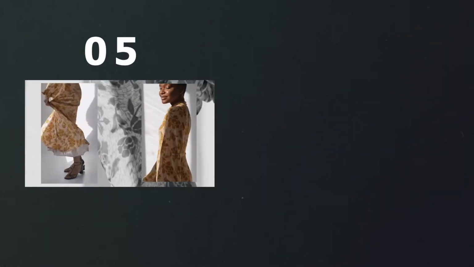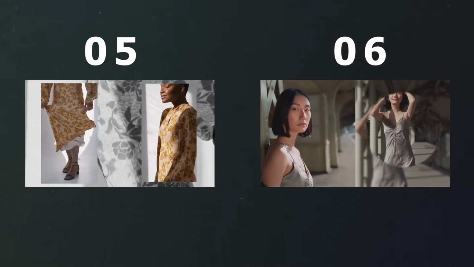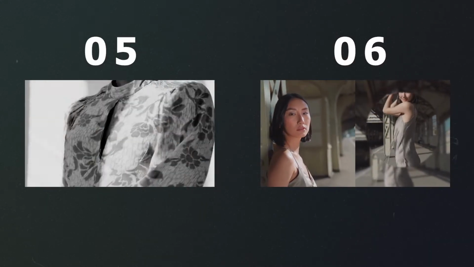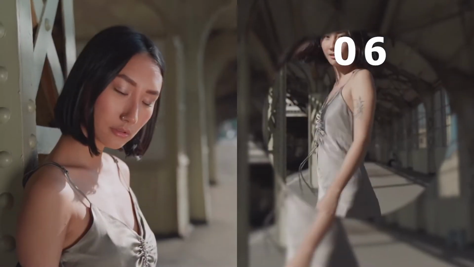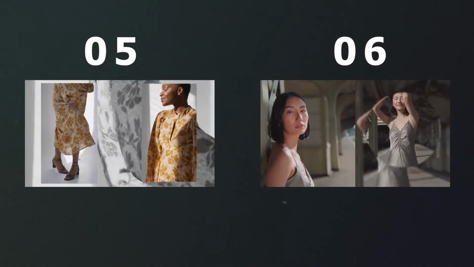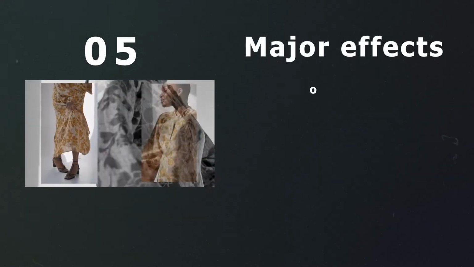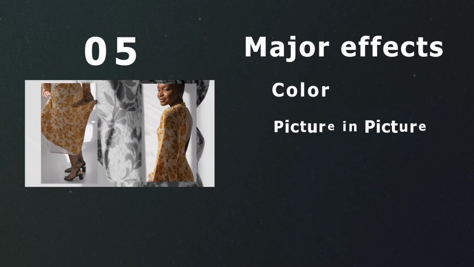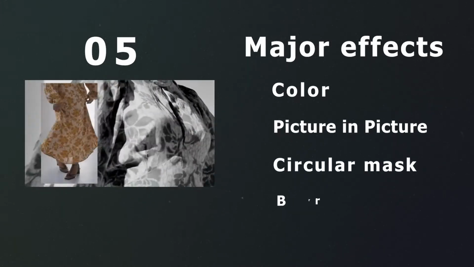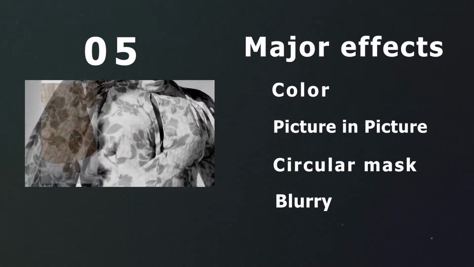In this video, let's make the effects apply to the last two parts. Both parts show the obvious motion of the people, so it's better to be edited using a more flexible and interesting editing technique. The major effects we're going to use are color, picture-in-picture, circular mask, blurry. Alright, let's start the edits.